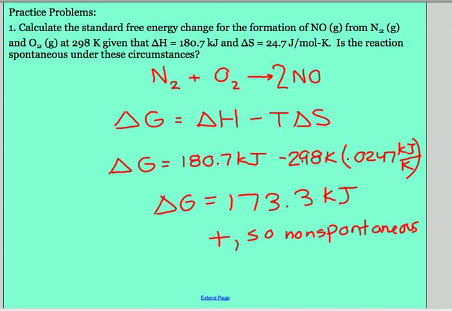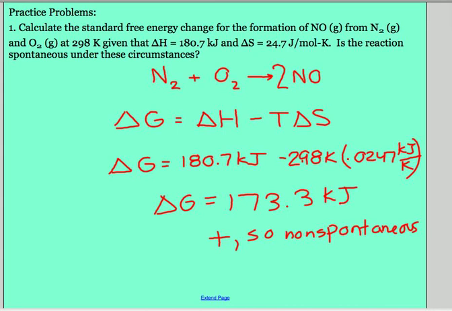All right, so the first thing they want you to do is just calculate standard free energies. And free energy is Gibbs. And it says you're going to make a nitrogen monoxide from nitrogen and oxygen. They give you your delta H, they give you your delta S. So that's telling you how you're going to solve the equation. And they give us our temperature.